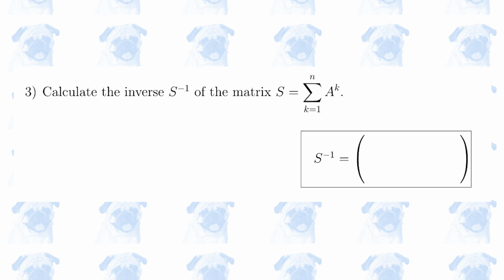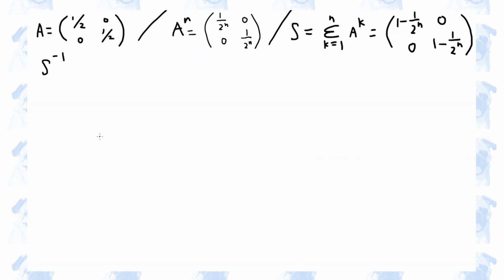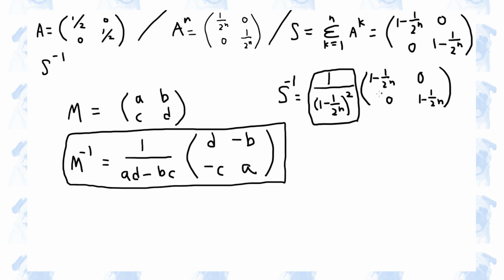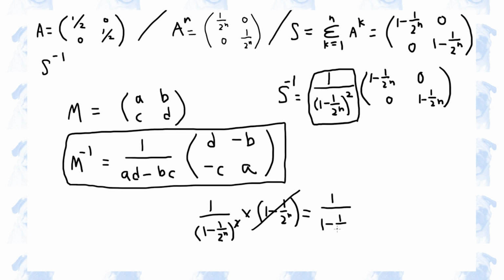Section 2, number 3. In this question, we need to find the inverse of the sum s. Using this formula, the inverse of s is a times d minus 0 times 0, which is 0, times swap a and b and change the signs of b and c. We can multiply each element in this matrix with this number. And if we multiply these two expressions, we get 1 divided by 1 minus 1 over 2 raised to the nth power.